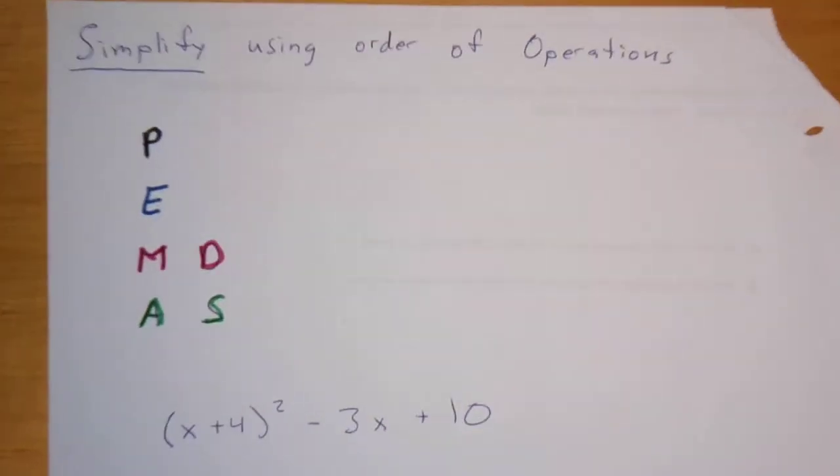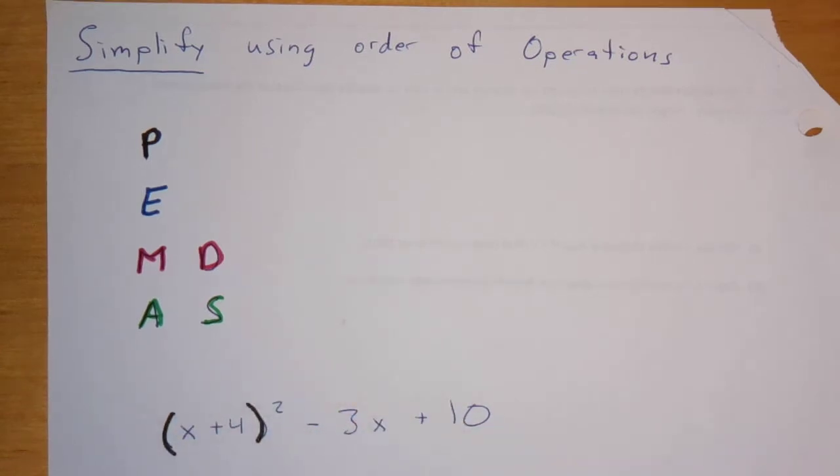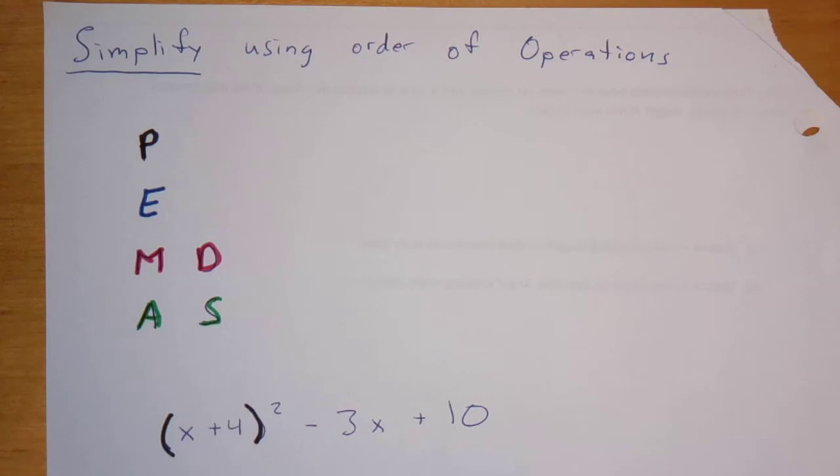Let's give an example. Here, step one, we look at the parentheses. And we're only looking inside the parentheses right now. If we look inside the parentheses, we cannot actually simplify x plus 4. So I am done with parentheses. Next, I look at the exponents.